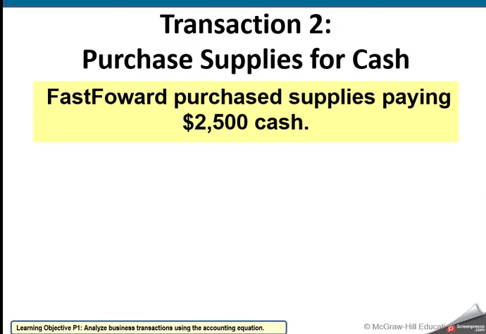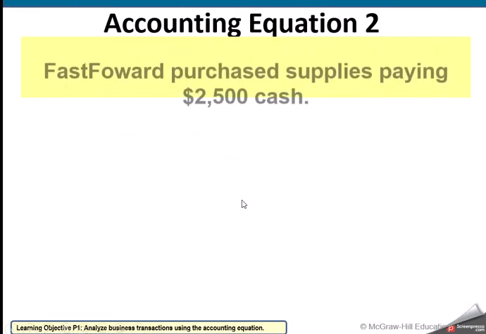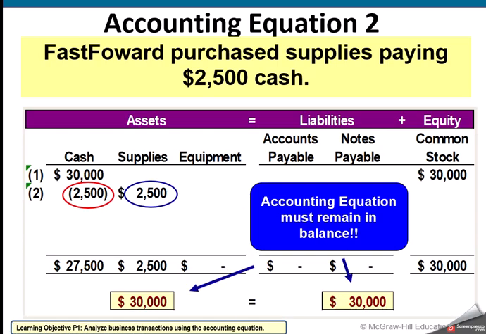Then we purchase supplies for cash. So again, supplies is an asset and cash is an asset. Supplies are going up because they are coming in, cash is going down. And then as we look at the accounting equation here, it's on the asset side only. So again, an asset goes down and an asset goes up. Nothing happens over to the equity side, so we still balance out.